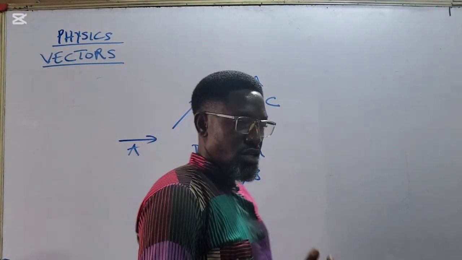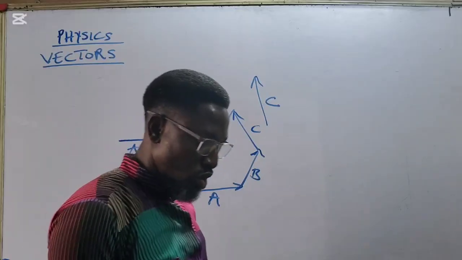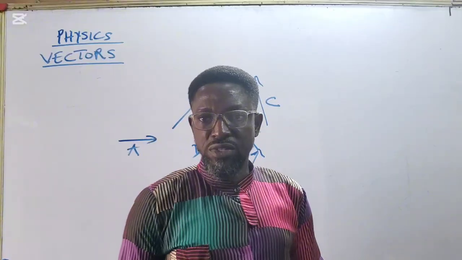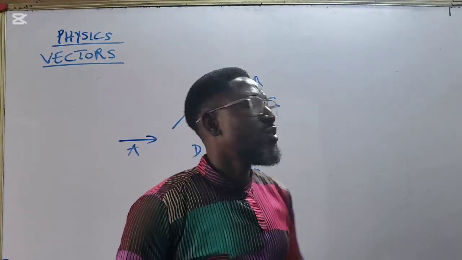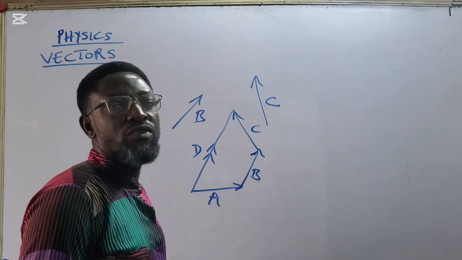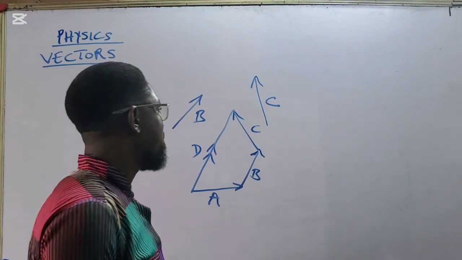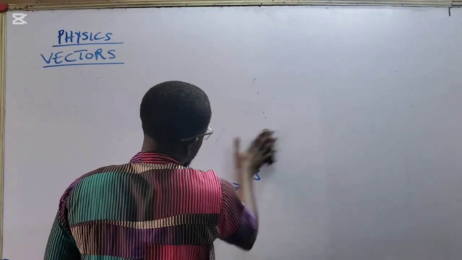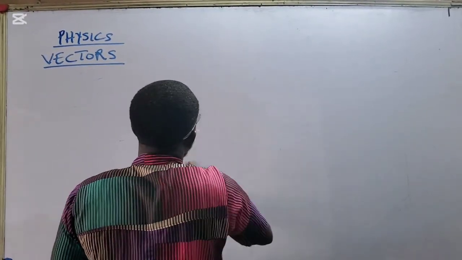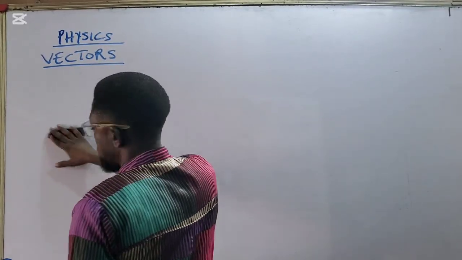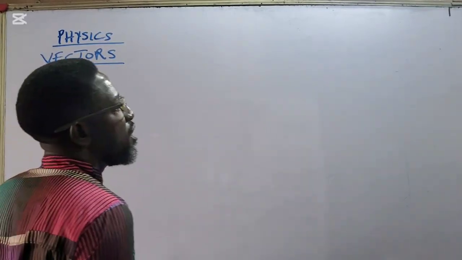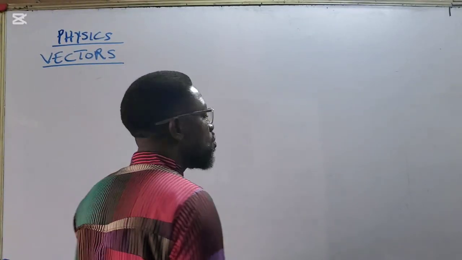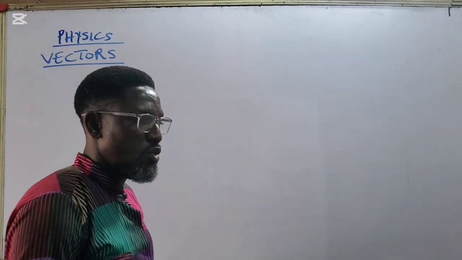But you can actually solve this by resolving into two components, the vertical component and the horizontal component. After resolving, you can then make use of the Pythagoras theorem to get the resultant of vectors in magnitude and direction. Let's take a simple example first. Let's go to resolution of vectors and see how we can resolve them. We want to resolve vectors in the vertical and the horizontal direction.